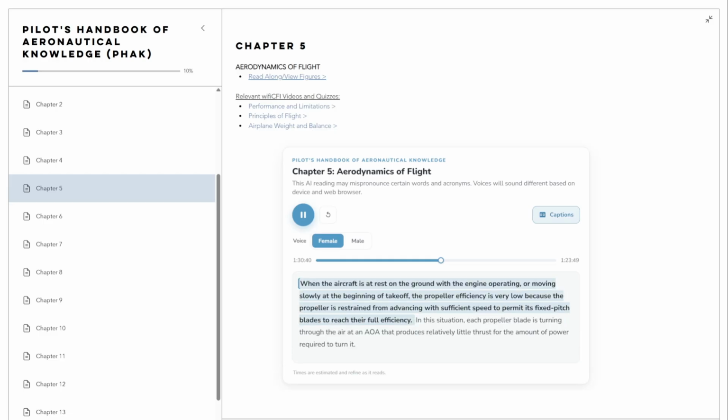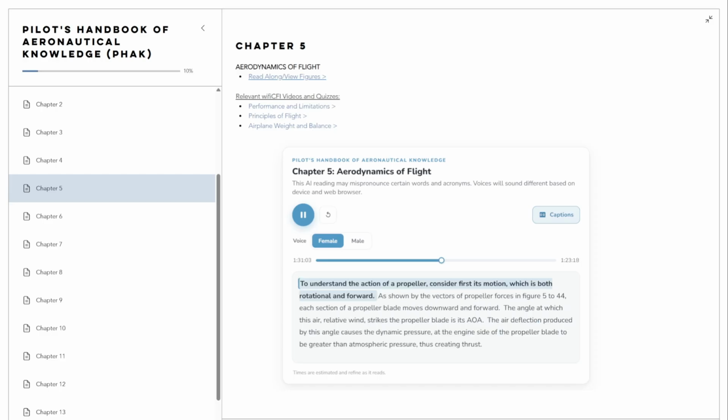When the aircraft is at rest on the ground with the engine operating, or moving slowly at the beginning of takeoff, the propeller efficiency is very low because the propeller is restrained from advancing with sufficient speed to permit its fixed pitch blades to reach their full efficiency. In this situation, each propeller blade is turning through the air at an AOA that produces relatively little thrust for the amount of power required to turn it.